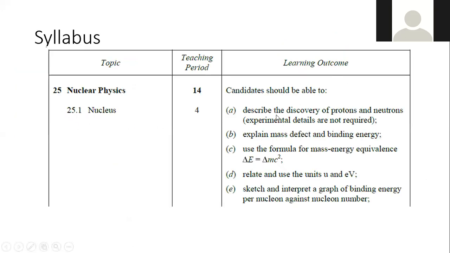Nucleus: describe the discovery of protons and neutrons. Experimental details are not required. Explain mass defect and binding energy. Use the formula for mass energy equivalent, delta E equals delta m c squared. Relate and use the units, atomic mass unit and electron volt. Sketch and interpret the graph of binding energy per nucleon against nucleon number.